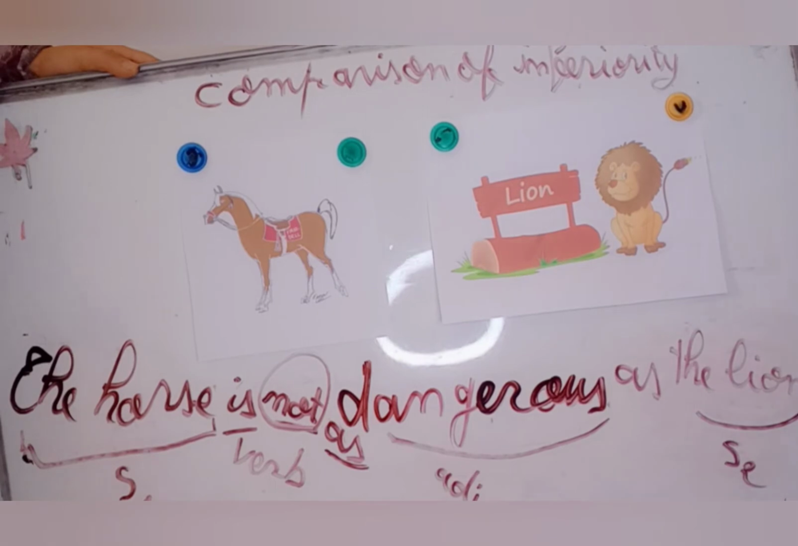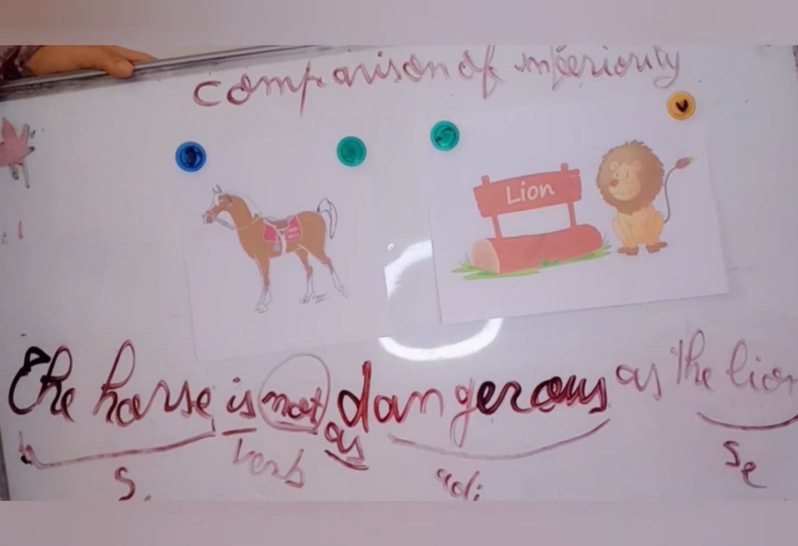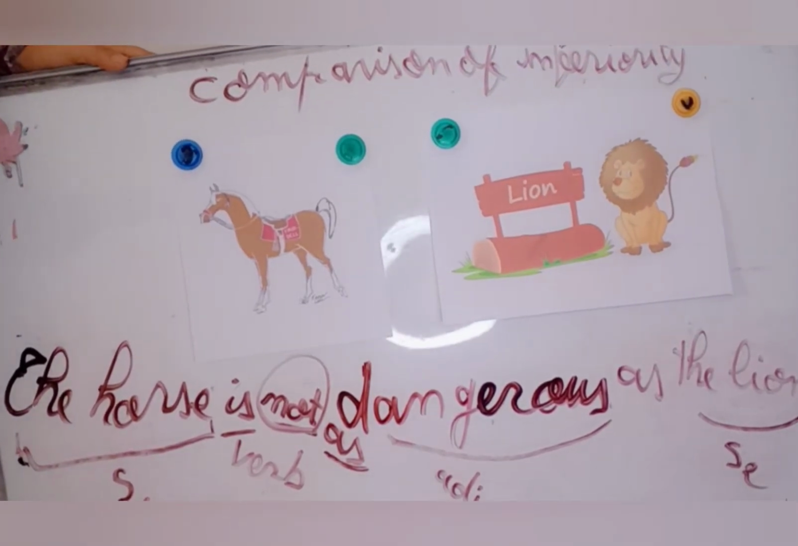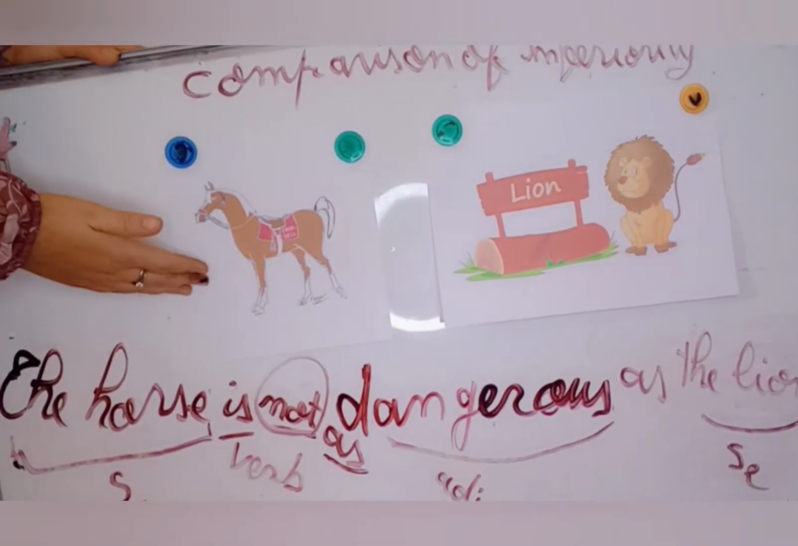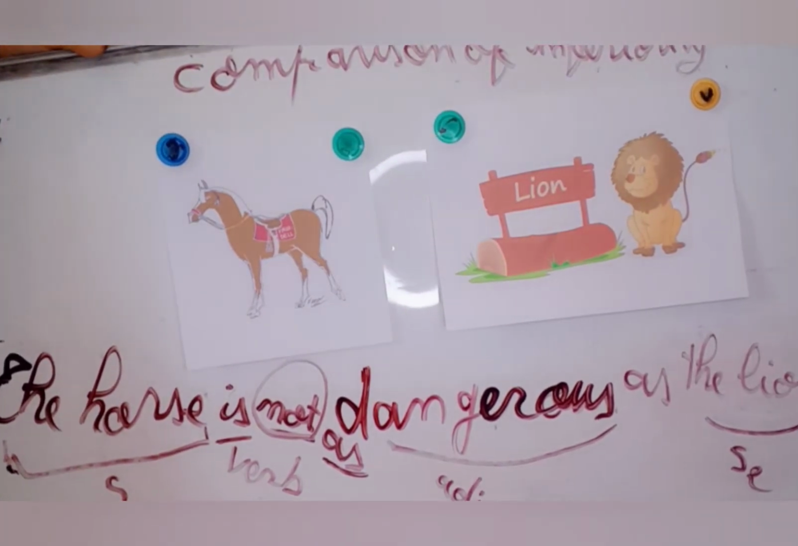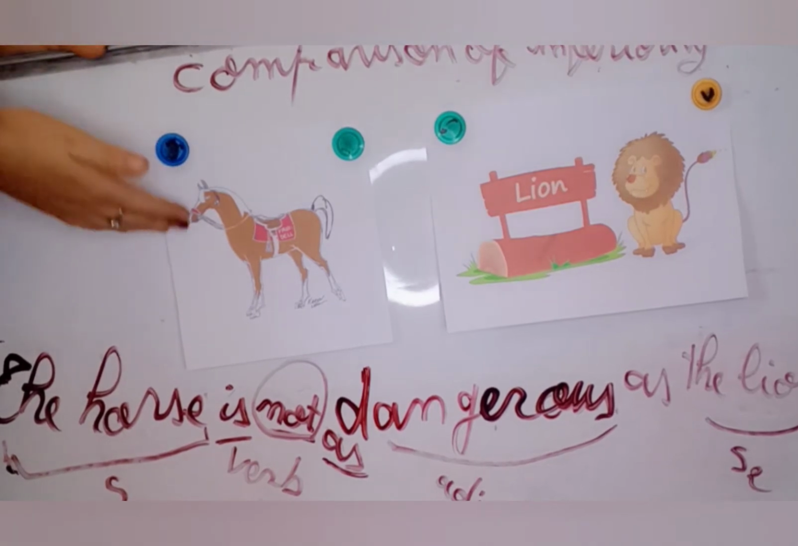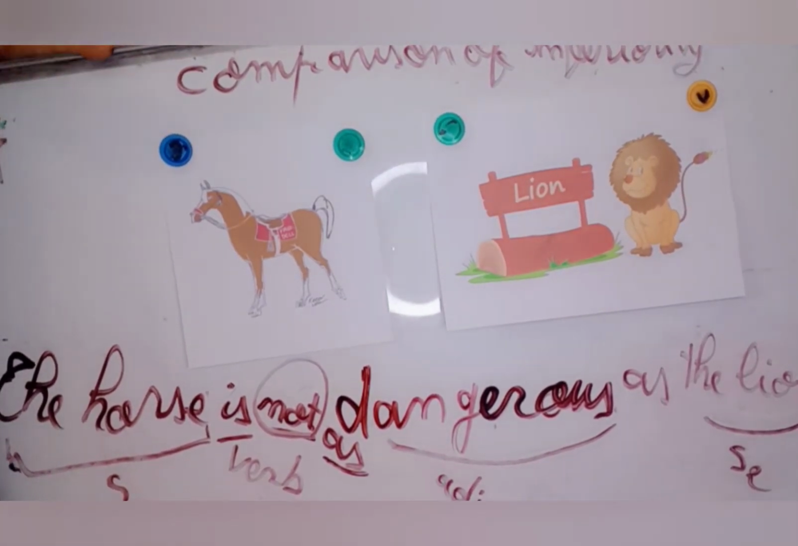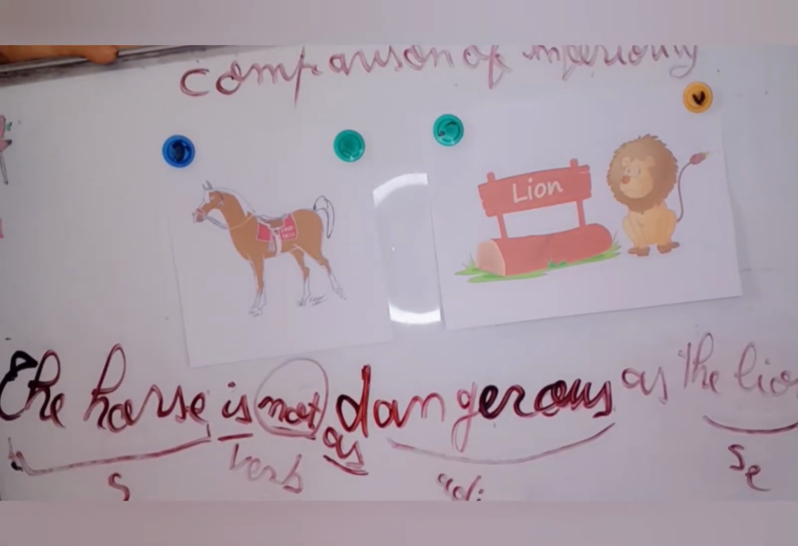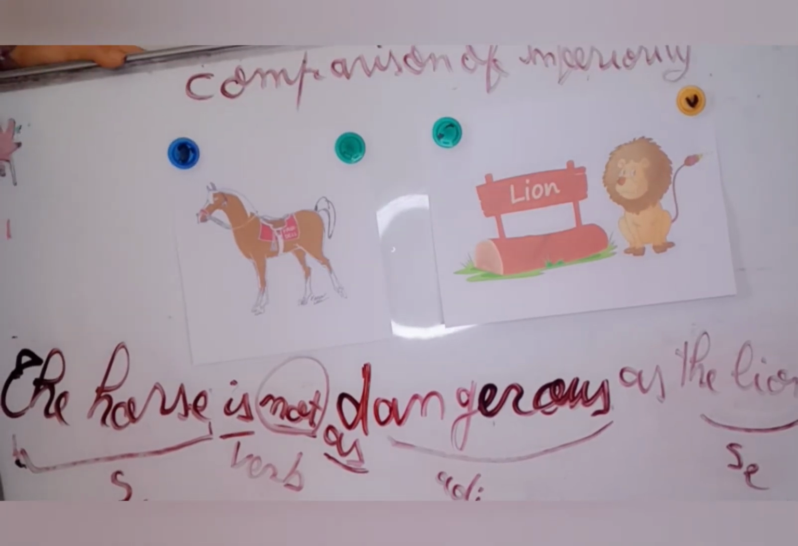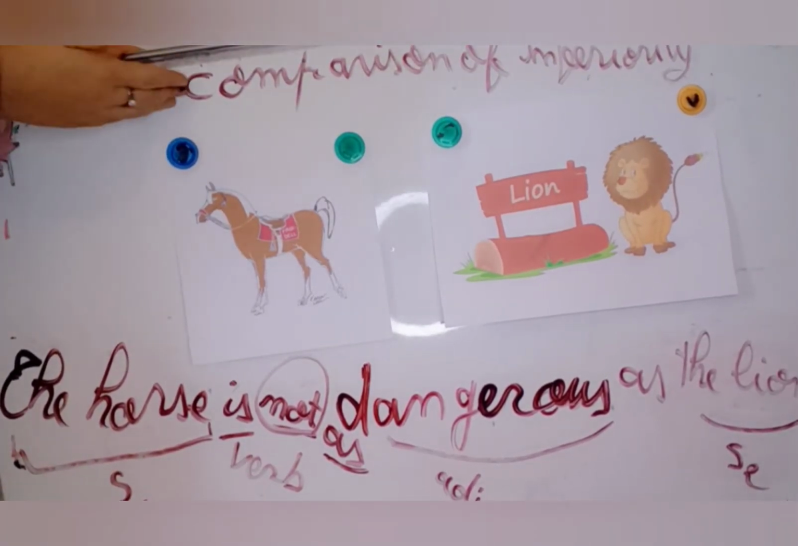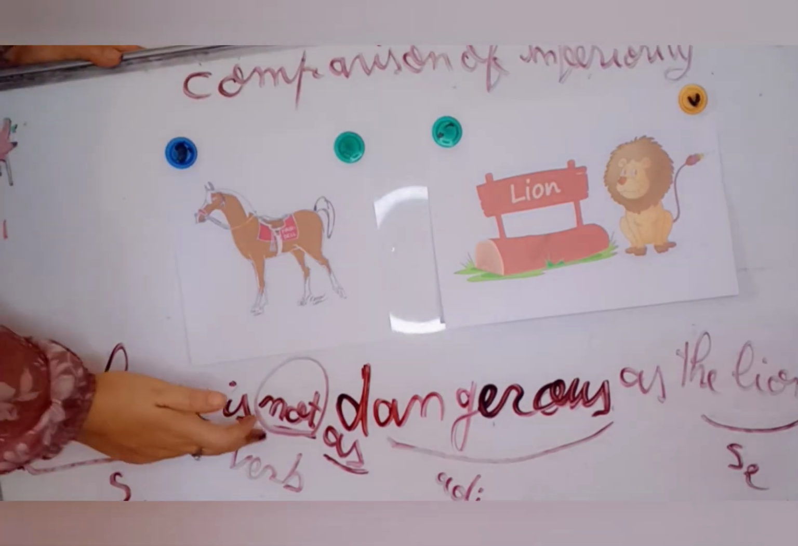What does it mean, this? It means when two persons, animals or objects, places don't share the same quality. Dangerous, the same quality. الخطر, نفس الصفة. For example here, the horse is less dangerous, is not as dangerous as the lion. Not like the tiger. Or we can say the horse is not as dangerous as the tiger. It's the same. Because they don't share the same quality, so we make comparison of inferiority by adding not.